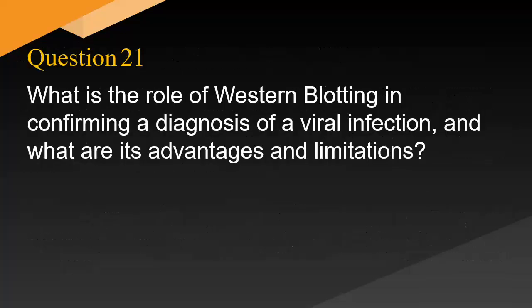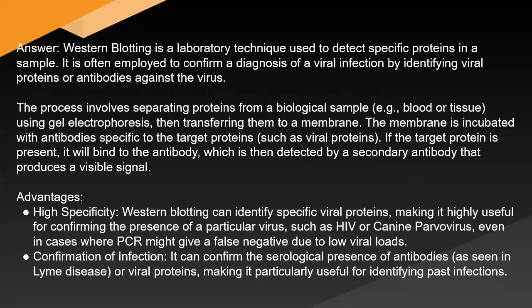What is the role of Western blotting in confirming a diagnosis of a viral infection, and what are its advantages and limitations? Answer: Western blotting is a laboratory technique used to detect specific proteins in a sample. It is often employed to confirm a diagnosis of a viral infection by identifying viral proteins or antibodies against the virus.